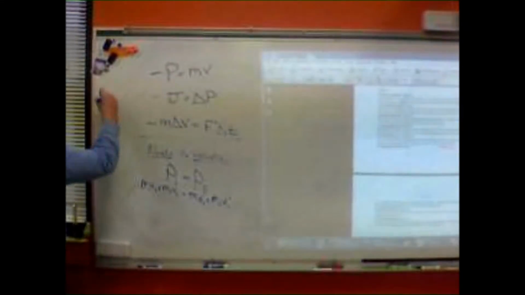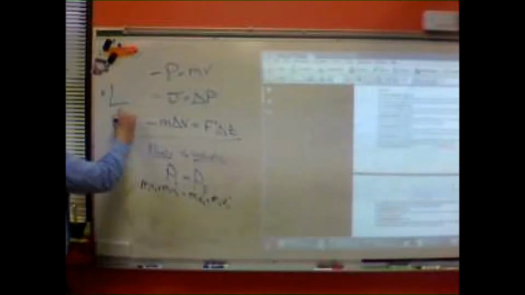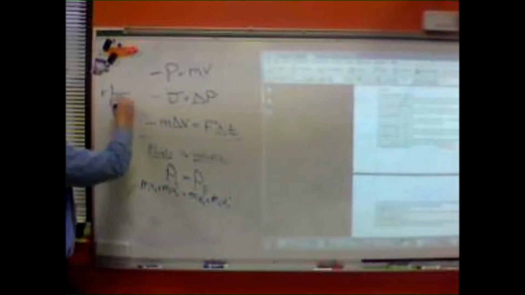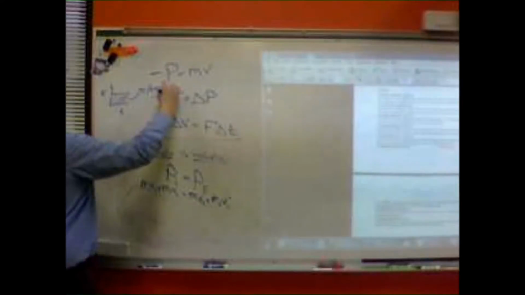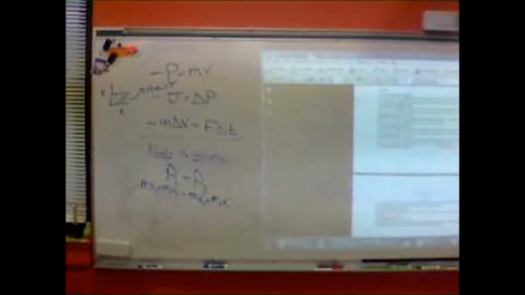Kind of going back here, if you have a force-time graph, the area equals the impulse. All right?